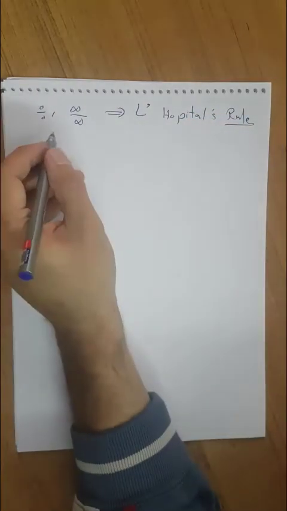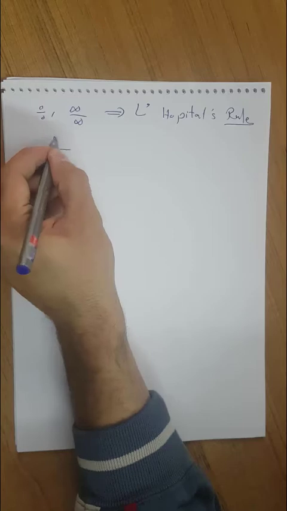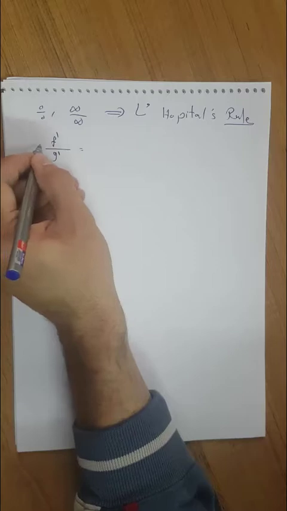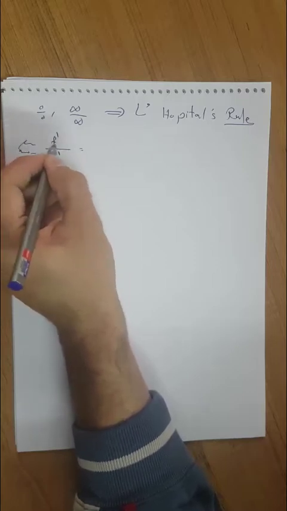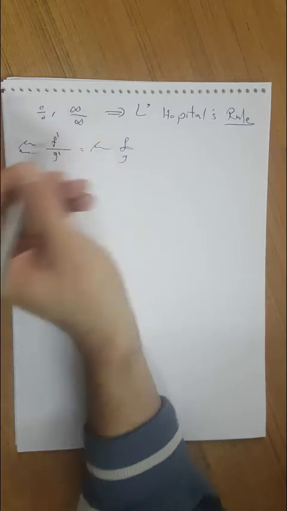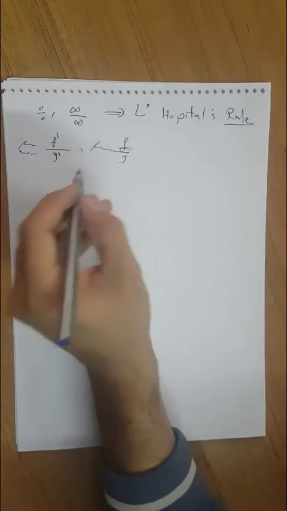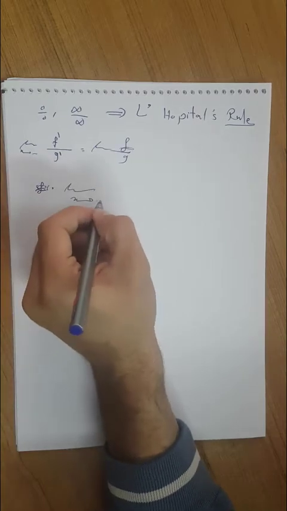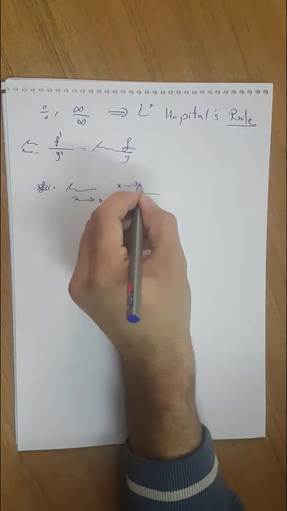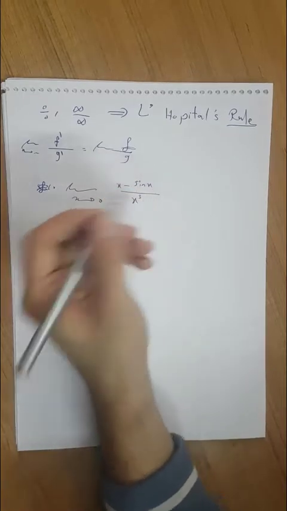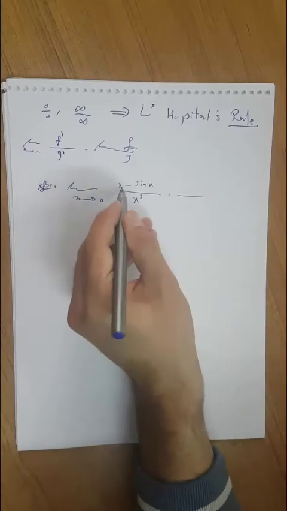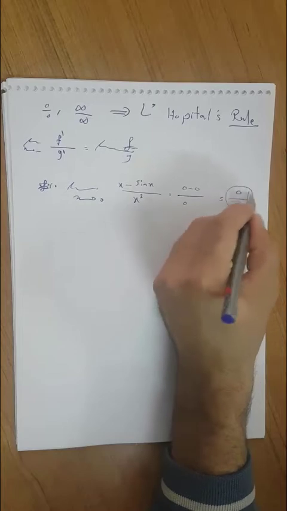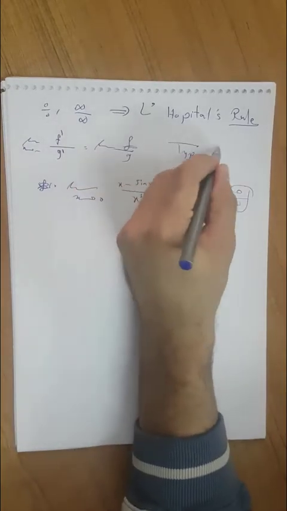The statement of the theorem is to find the derivative of the numerator and denominator separately, then the limit of that result will be the limit of f over g. That's all. For example, I have the limit as x approaches 0 of x minus sine of x over x cubed. If I substitute directly, I put 0 minus 0, so it's equal to 0 over 0. It's the first type.